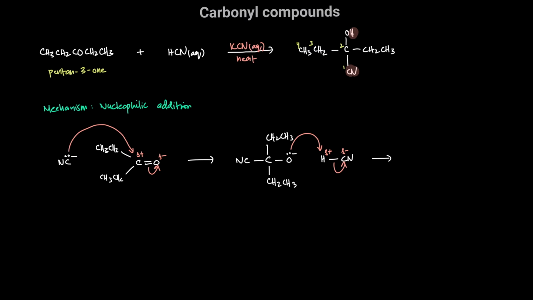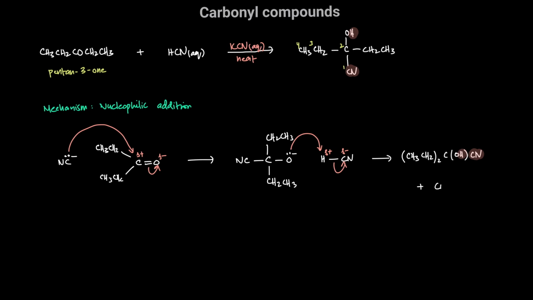So again, for the product, I'll just write down the structural formula. There's a simpler way to write it. We have a carbon atom that's bonded to two ethyl groups, so we can also say CH3CH2 twice. And then that carbon is also now bonded to an OH and a CN. So again, what we've done here is we've added HCN. And the catalyst is regenerated.